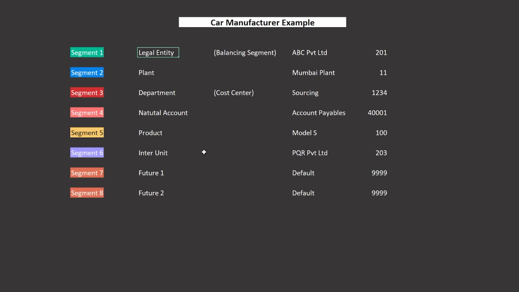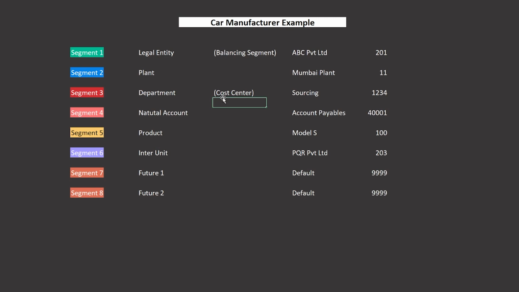The department functions as the cost center, aligning with the company's goal of tracking costs at the departmental level. Furthermore, we have included plant and product segments to provide detailed profitability analysis. The natural account segment encompasses various account types including expense, revenue, liability, and asset. Additionally, the inter-unit segment is designated to capture intercompany transactions.